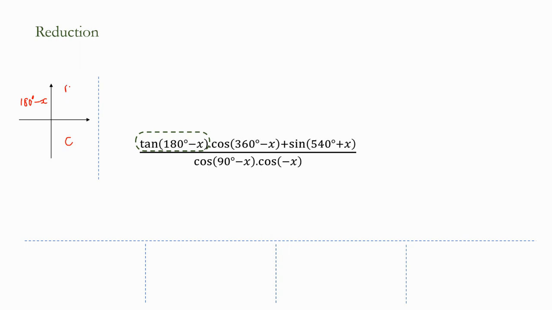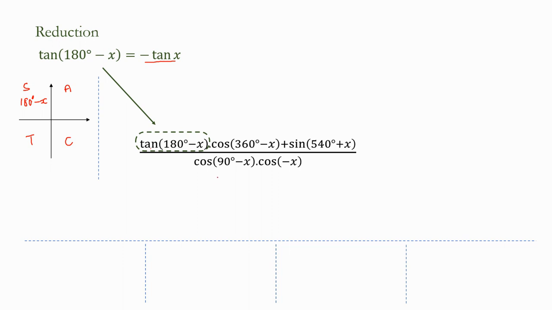And remember our CAST diagram. In the second quadrant, it is the sine of the angle that is positive. Otherwise, the tangent of the angle here is going to be negative in the second quadrant. So it means we're going to have what? A negative tan x. Okay, we're getting our mark there.